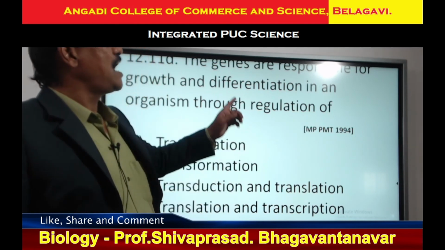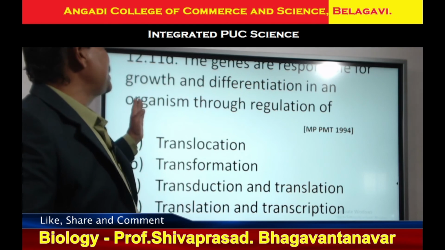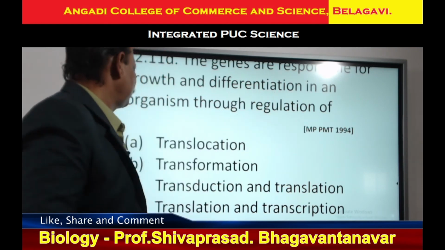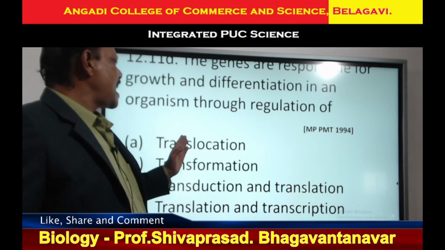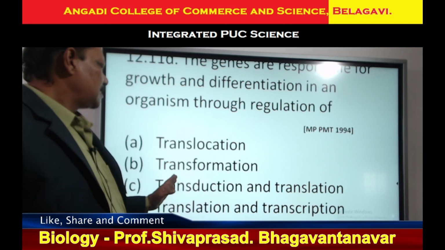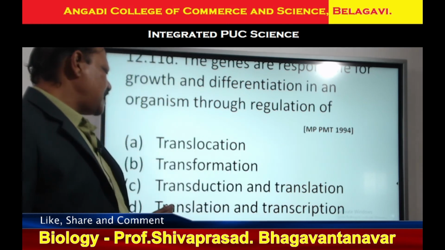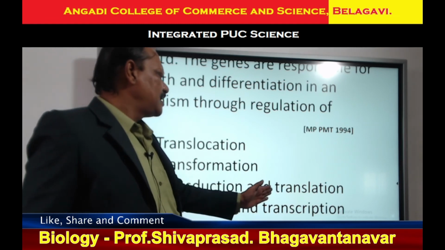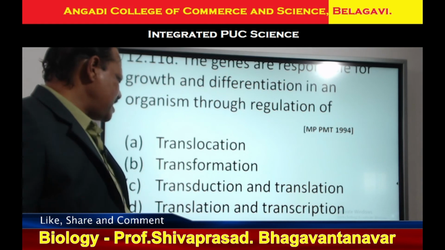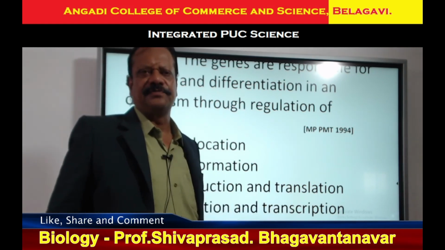The genes are responsible for growth and differentiation in an organism through regulation of here translocation, transformation, transduction and translation. Here translation and transcription. So the right answer is D option, translation and transcription.